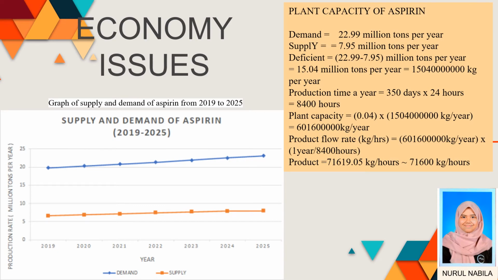The plant capacity of aspirin. We have calculated the difference between demand and supply to estimate the plant capacity to be produced in 2025. The global deficit for aspirin is 15.04 million tons per year. In this project, the working period for a year is 350 days, operating continuously for 24 hours each day, assuming 50 days as maintenance days in the whole year. We will take about 4% of the global shortage, which is 60.16 million tons. Hence, the production rate is estimated to be 72 kilotons per hour.